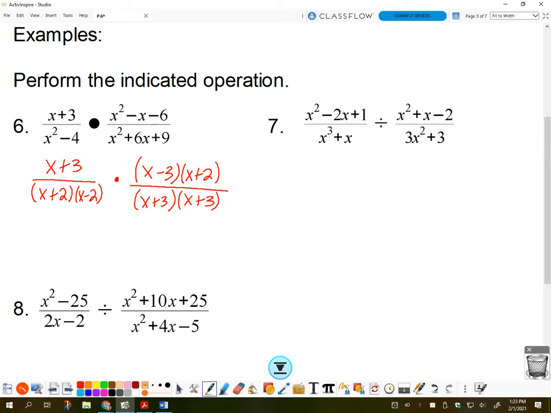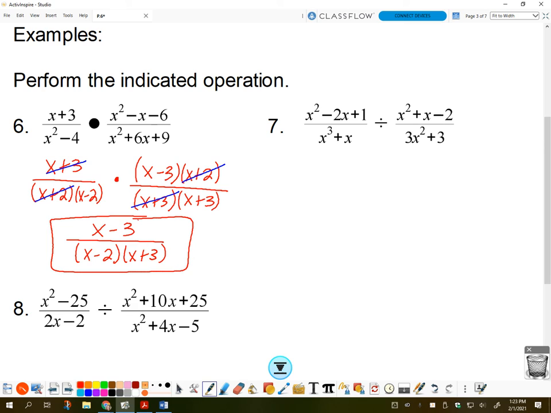Alright, so now we're looking. Let's see. I noticed that this guy matches that guy. And this one matches that one. Everything else looks like this. These look similar, but their signs are not the same. So you cancel out all you can cancel out. The numerator still has an x minus 3. The denominator has an x minus 2 and an x plus 3. I don't need you to actually multiply that out. I'm okay with you leaving it just like this.